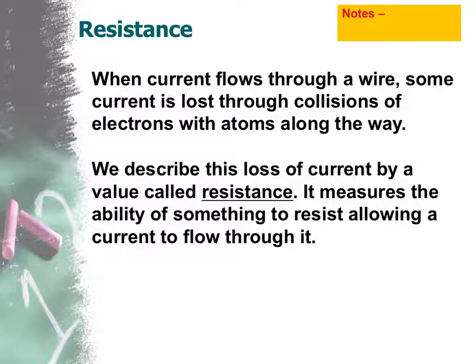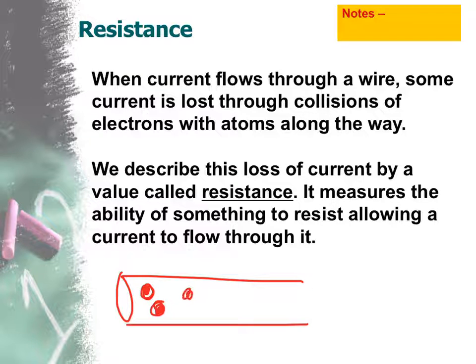Now, when current flows through a wire, some of the current is lost. Some of the electrons lose their way. Well, how do they lose their way? They lose their way by colliding with atoms that exist in the wire. So you could imagine this wire being like a tube, and of course this tube is made up of atoms, right? So we could put a bunch of atoms in here, you can just draw random atoms in here. I mean, it's packed with a lot of atoms, right?